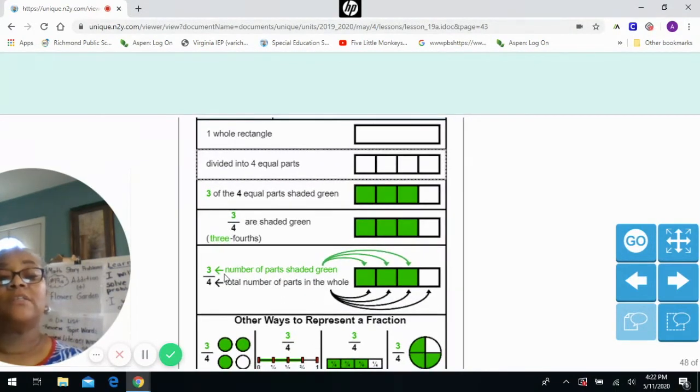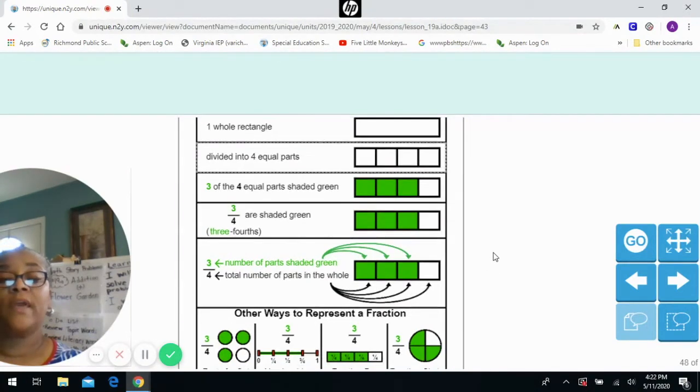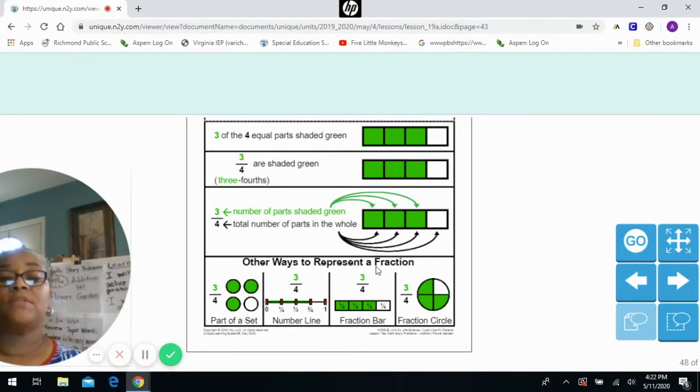3, it says number 3 is the number of parts shaded. 1, 2, 3. 4 is the total number of parts in the whole. 1, 2, 3, 4, all together. Okay? So other ways to represent a fraction, we have here part of a set. You count all of them, everything you see, count the whole thing. So all of it will be 4 and only 3 are shaded.